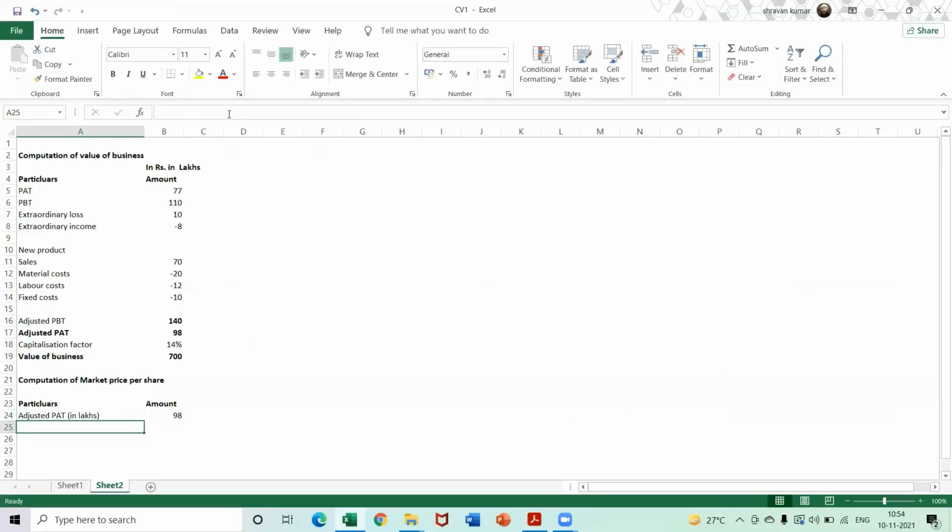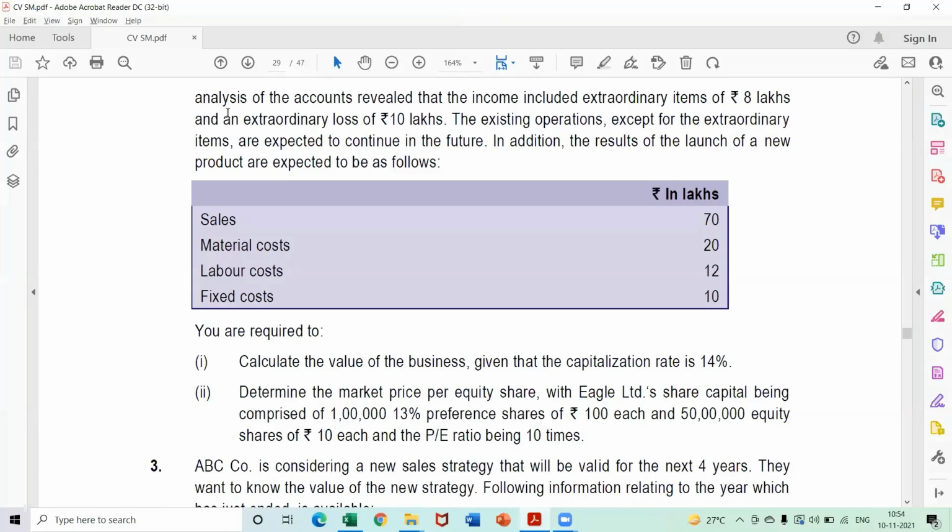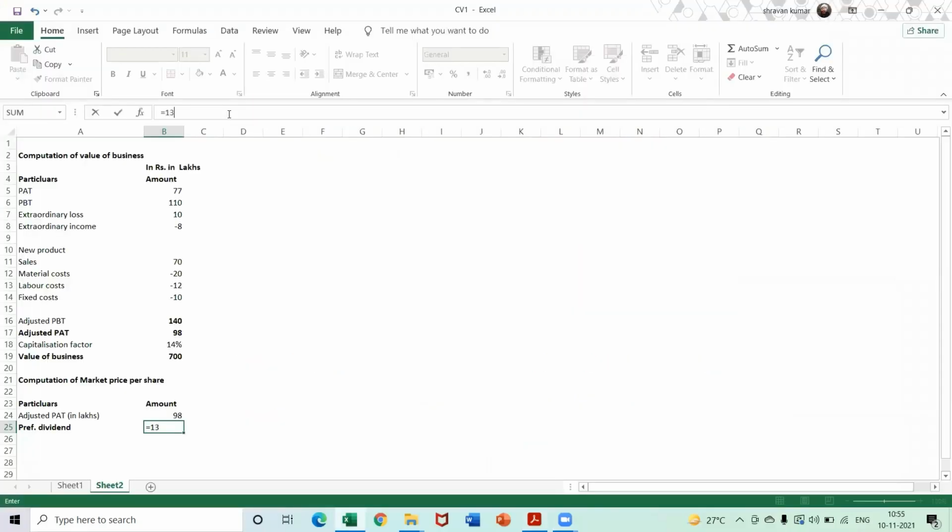Let's differentiate dividend. This is equal to 13% of 100, of 1 lakh.